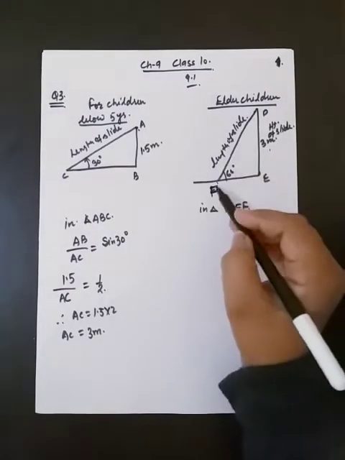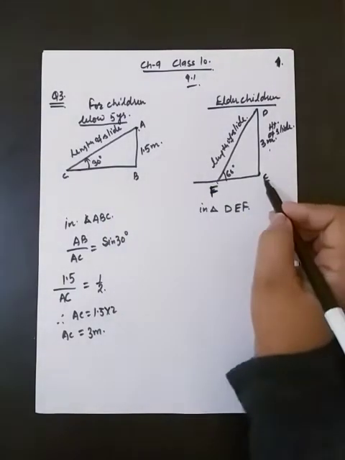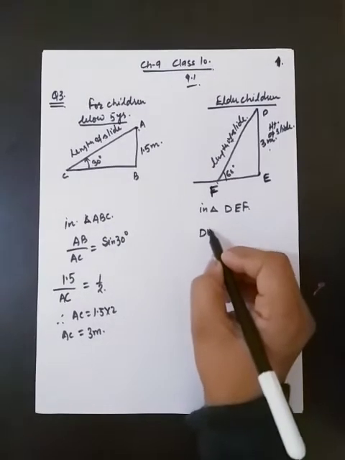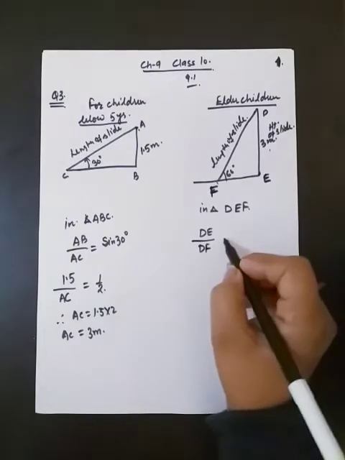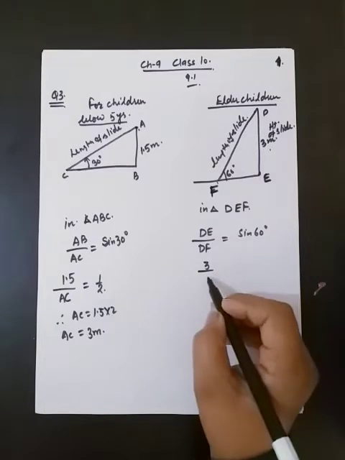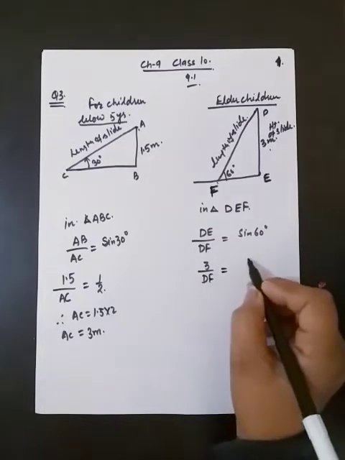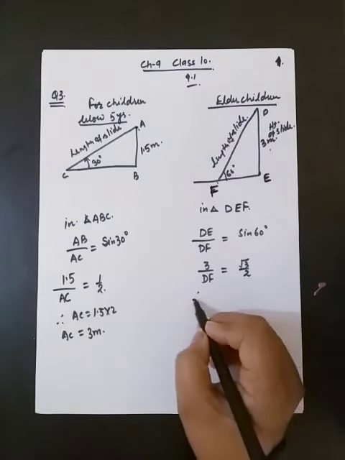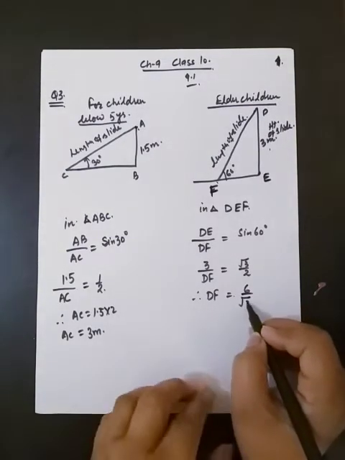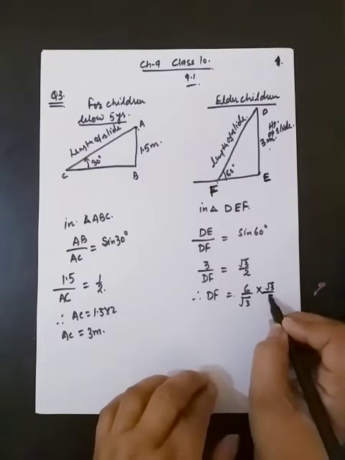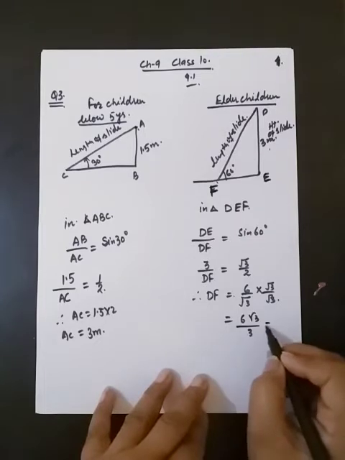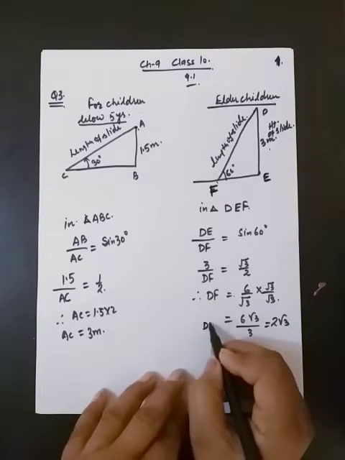Now in triangle DEF, the point C was common, so I have changed it by E. DE by DF is equal to sine 60 degree. 3 by DF is equal to under root 3 by 2. So therefore DF is equal to 6 by root 3 and we can rationalize it. So it will be 6 root 3 by 3, which is equal to 2 root 3.